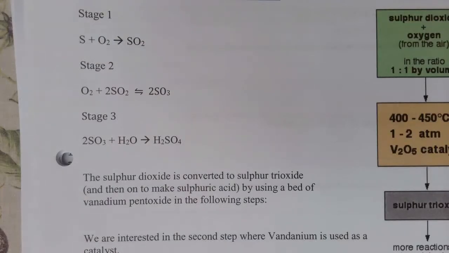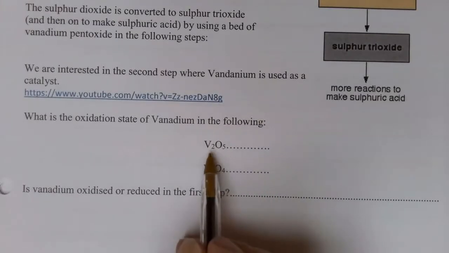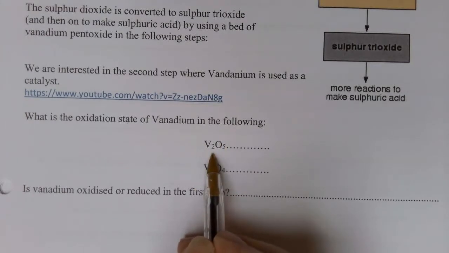Another good example is the contact process making sulfuric acid. So sulfur is burnt in oxygen to produce sulfur dioxide. It's then reacted in a catalytic bed reaction to convert the sulfur dioxide into sulfur trioxide, and then you're adding water to that to make sulfuric acid. We're interested in this step 2, how the sulfur dioxide is converted into sulfur trioxide using vanadium pentoxide as a catalyst. So the vanadium starts its life as this V2O5 vanadium pentoxide.